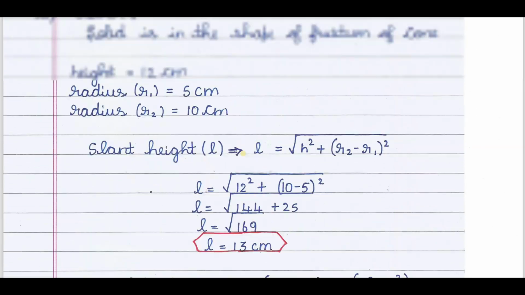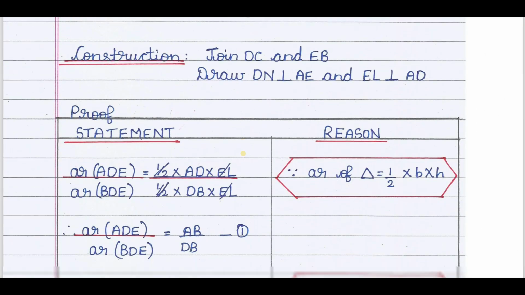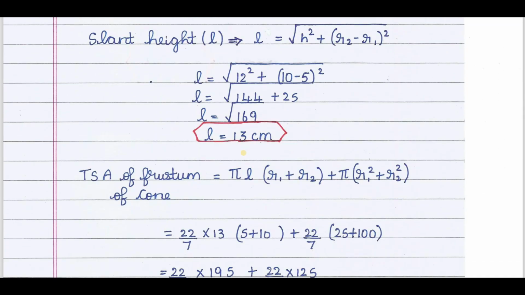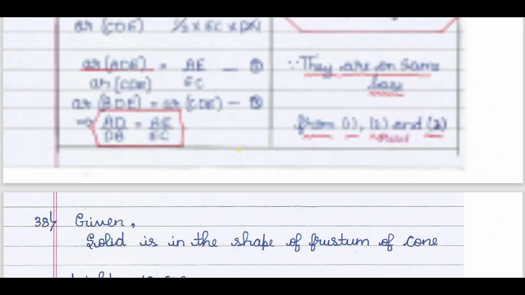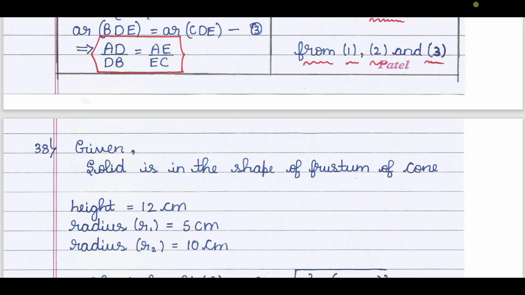Do check it out. And next, 4 marks: Thales. For 4 marks, the Thales theorem is very important. Then next, 38th question, 5 marks.